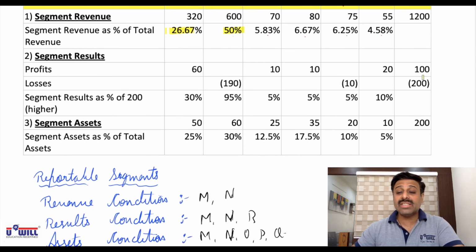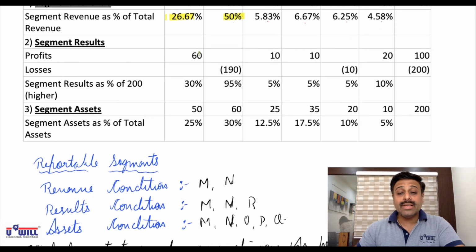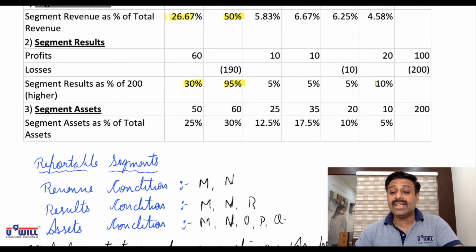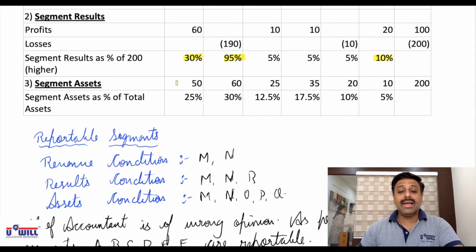Now check the profits are 100 and losses are 200, so we find all figures as a percentage of 200. 60 divided by 200 is 30%, then 95. So these two are included, and even 10% will also be included. And in segment assets, the total is 200. If you find the percentages, do you all get 25, 30, 12.5, 17.5, 10?